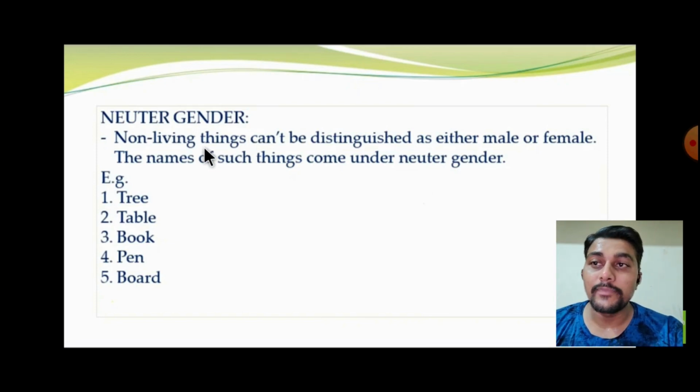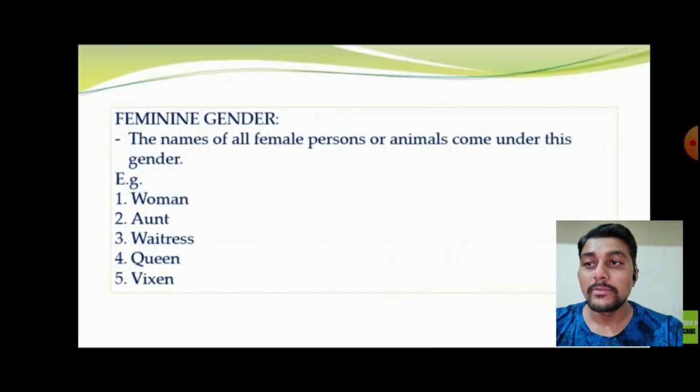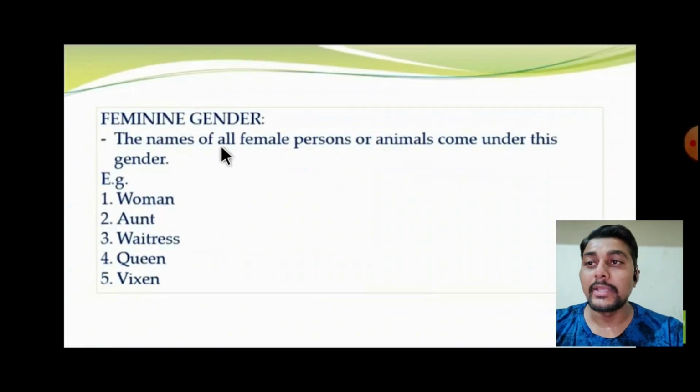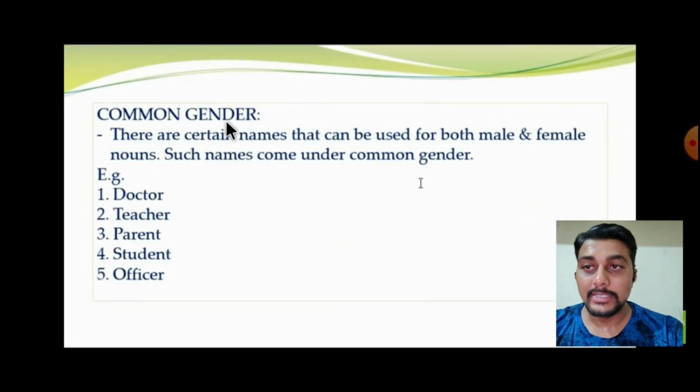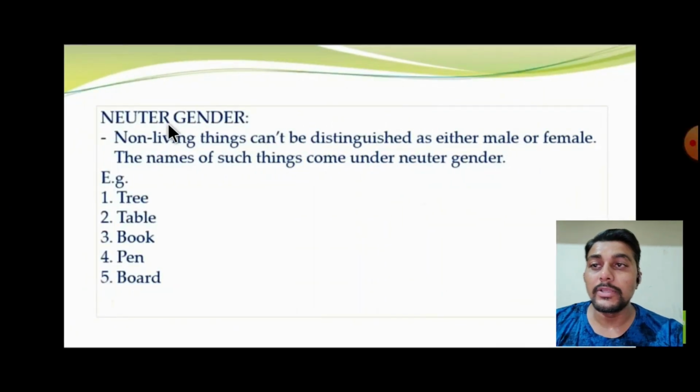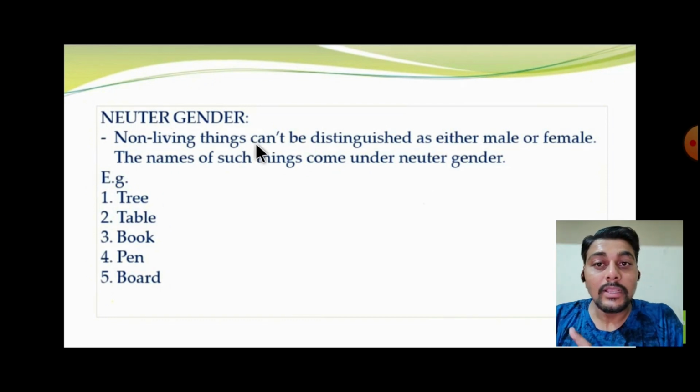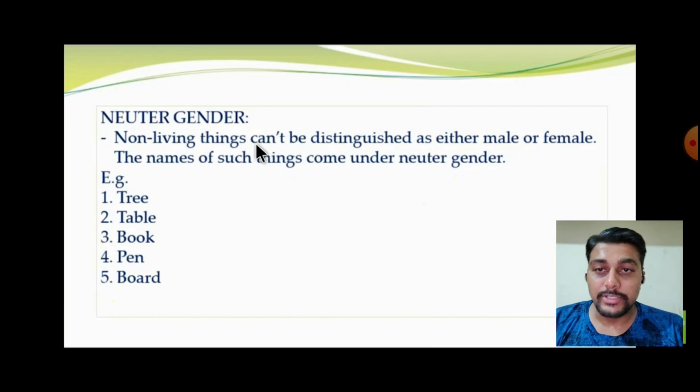So 4 kinds of gender. Can you remember? The first one is masculine gender, then feminine gender, then the third one common gender, and the last one neuter gender. These are the kinds of gender, according to their different classification.